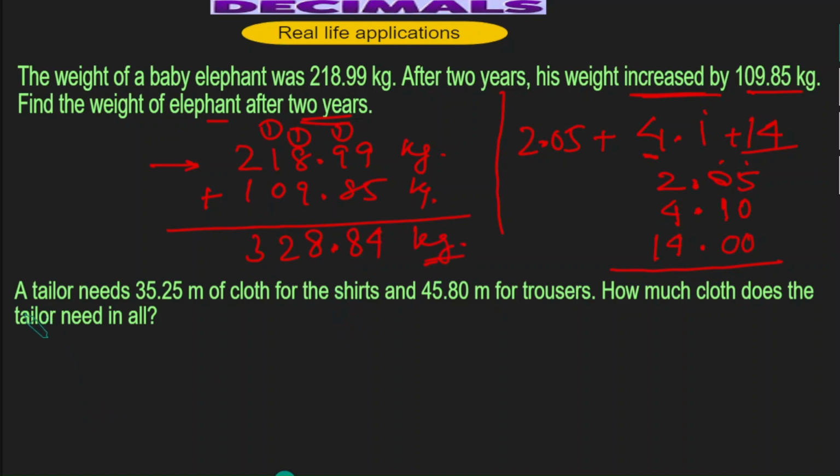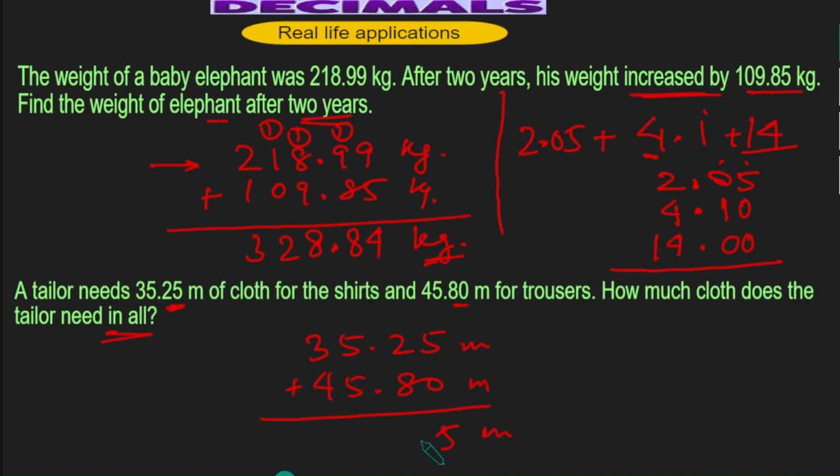Now, this question: a tailor needs 35.25 meter of cloth for the shirts and 45.80 meter for trousers. How much cloth does the tailor need in all? The question is asking to add these numbers. So he will do nothing; he will just write the numbers with the units. Because there are 2 decimal places in this number and 2 decimal places in this number, we don't need to worry about this. Your addition will give you the answer.